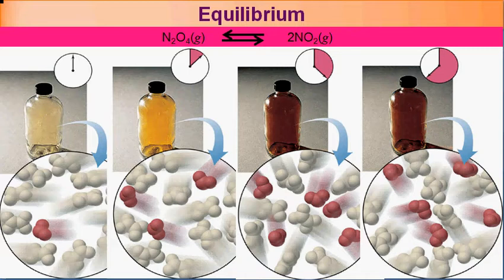The first graph here is showing N2O4, which is a reactant. As the time increases, the product starts forming here, and the color starts changing here. As time increases, the amount of product forming is increasing, and at last you will find the maximum amount of product.